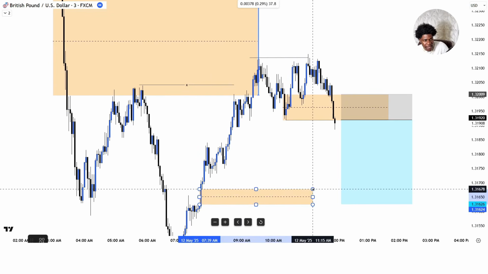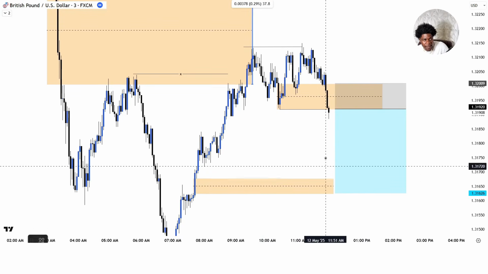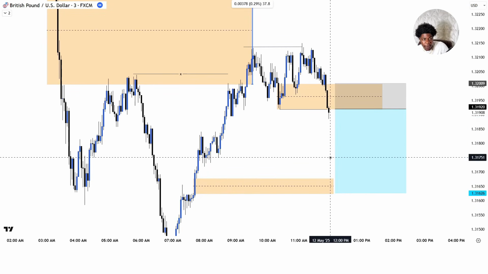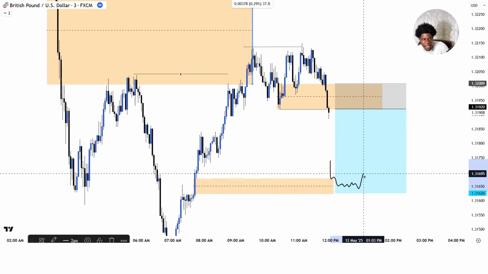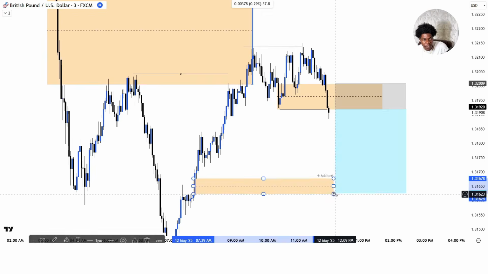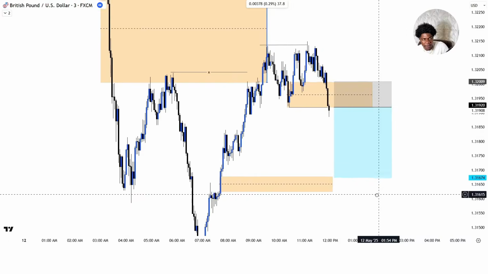This fair value gap is like my recent draw on liquidity, because fair value gaps are like magnets, right? Price will pull to a fair value gap, but we don't know if this fair value gap may hold to continue this uptrend. So I always target the open of these fair value gaps right here, or the 50%, whichever one you want to pick. So let's play price.